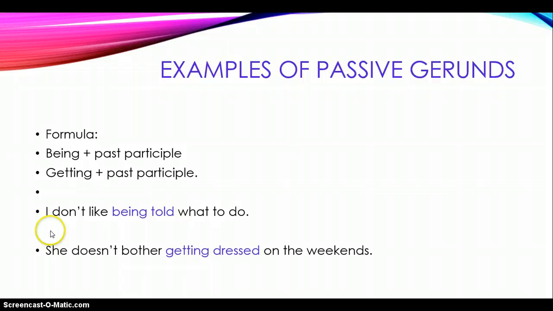So here's my example. I don't like being told what to do. Here's your being plus the past participle, your gerund here, told. Now here's an example of getting plus the past participle. She doesn't bother getting dressed on the weekends. So this one is a more emotional statement, and so we're going to use getting, and this is talking about a person. Okay, she doesn't bother getting dressed. We're talking about a girl here. That's the end of talking about gerunds.